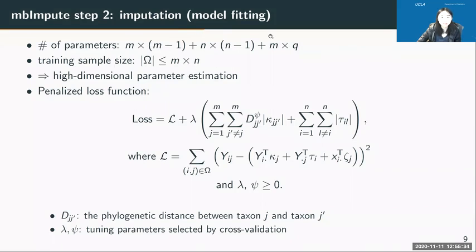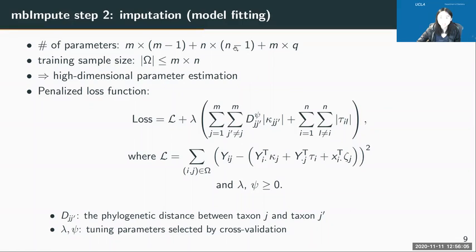So we need some penalization, as we have seen in previous talks. This is our loss function to be minimized. The first term is the squared loss. The second term, the penalization part, has two parts. One is that we want to penalize this kappa j, because for kappa j, j goes from 1 to m, and each kappa j has m minus 1 entries. So this is a lot of parameters. So is tau i.